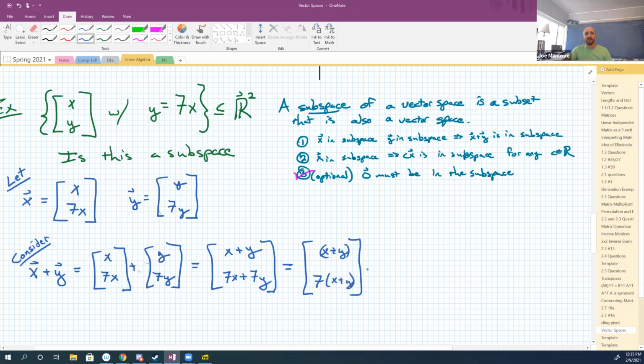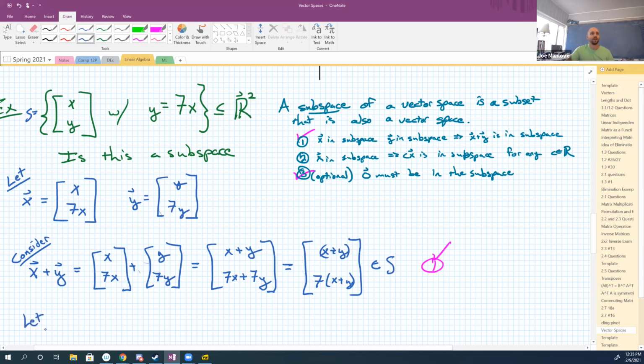And my claim then is that this is in this set of vectors, which I should have given a name. I'm going to call that S for subspace under consideration. Right? So this whole thing checks off property 1. You guys with me? Okay, how about checking off property 2?